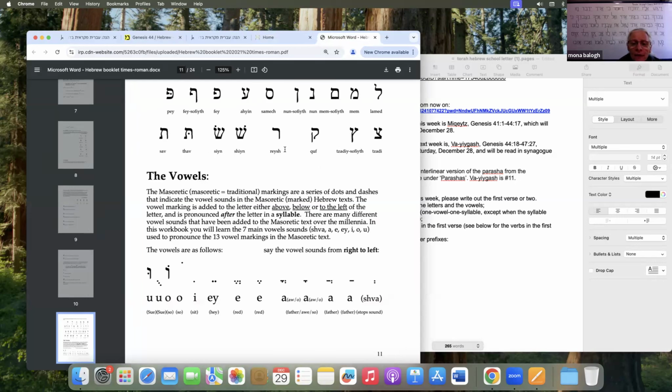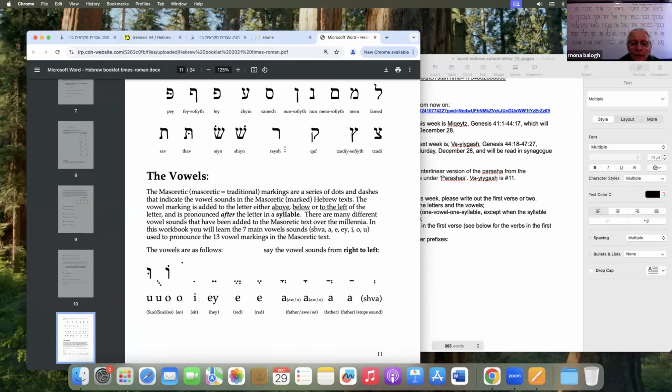So here are the vowels. The Shva is under the letter, and it stops the sound of the letter. The patach under the letter makes the ah sound. Chatef patach, also the ah sound, doesn't change the sound. Kamatz makes ah, sometimes o or ah. Chatef kamatz, ah, sometimes o or ah. Segol, eh. Chatef segol, eh.